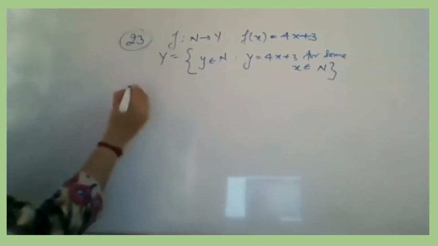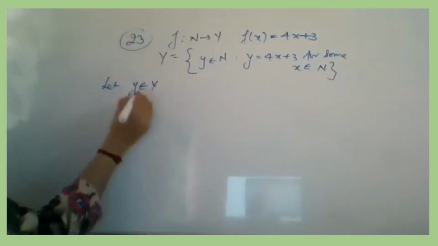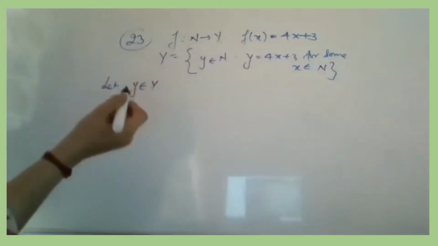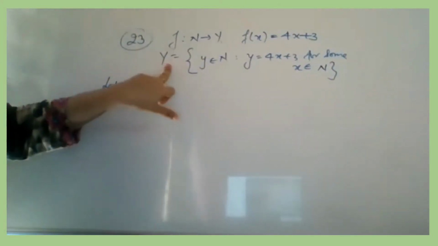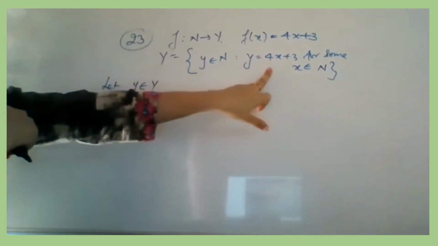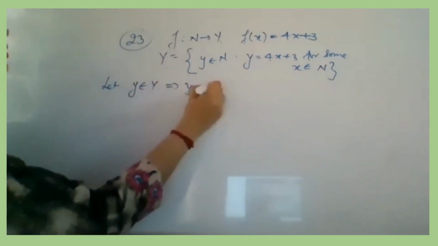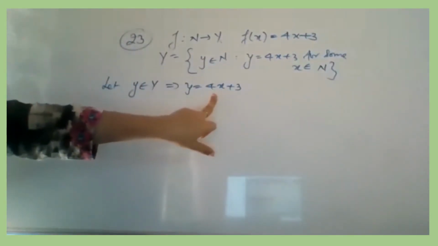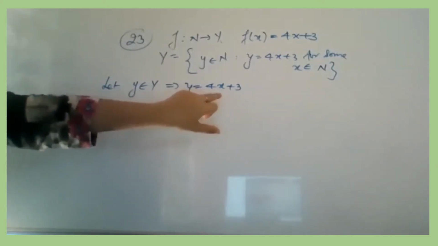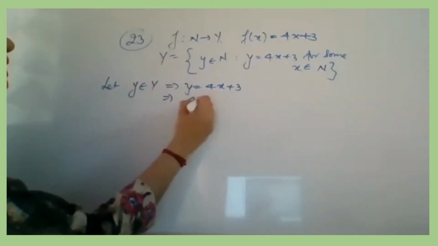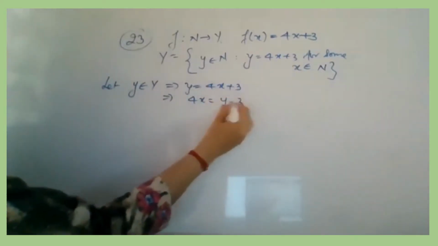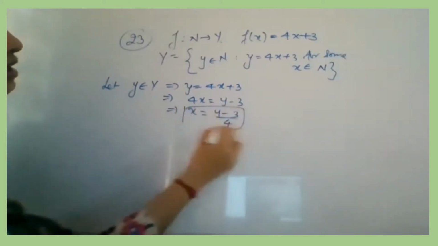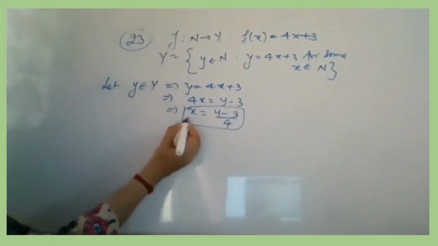So first we will start with: let y be an arbitrary element, any element in the set Y, the second set. Now because they have already given the form of an element of the set Y, we will get that y is equal to 4x plus 3. Now what matters is we have to find x from this. First you get 4x equal to y minus 3, which gives you x equal to y minus 3 by 4. So this x will be taken as g of y.